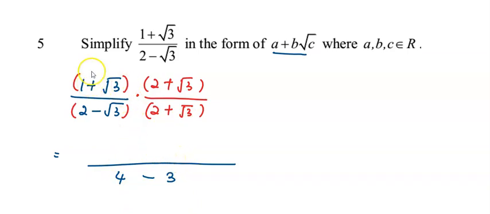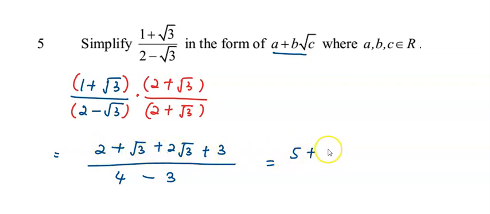Then the numerator, you expand it. By taking 1 multiplied by 2, you got 2. 1 multiplied by surd 3, you got surd 3. Surd 3 multiplied by 2, you got 2 surd 3. And lastly, surd 3 multiplied by surd 3, that is 3. Simplify the numerator, you got 2 plus 3, that is 5.